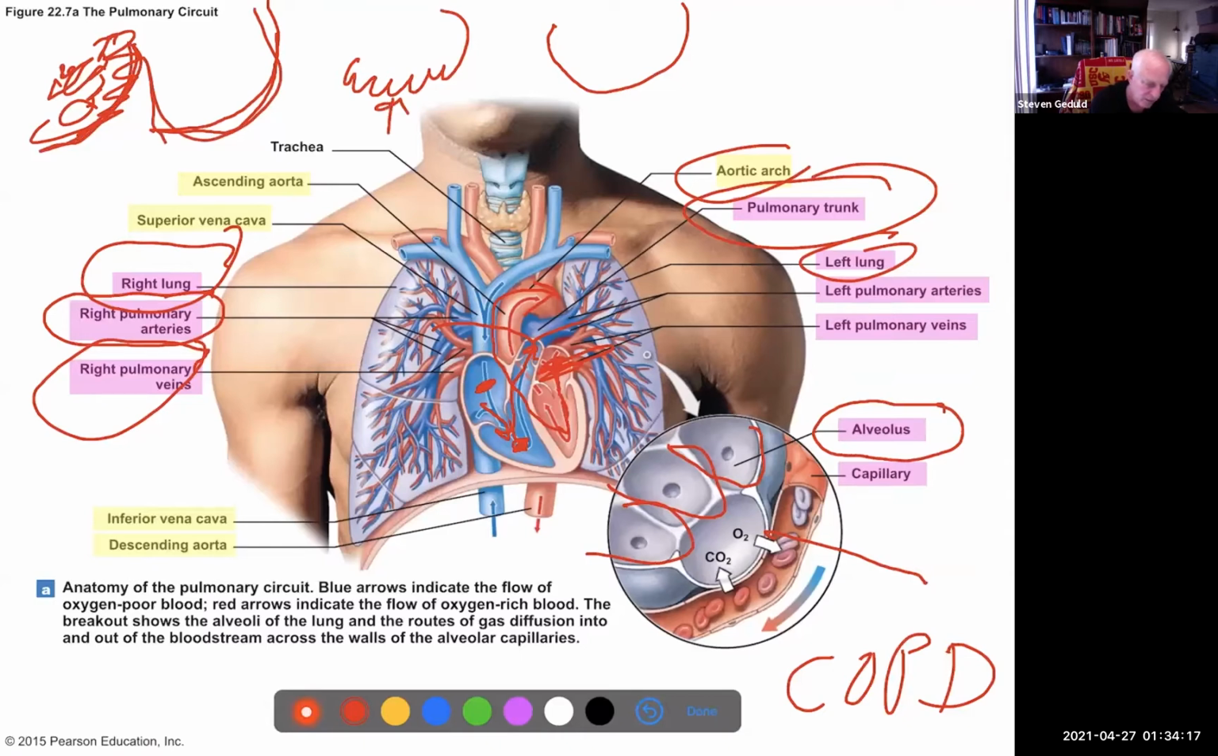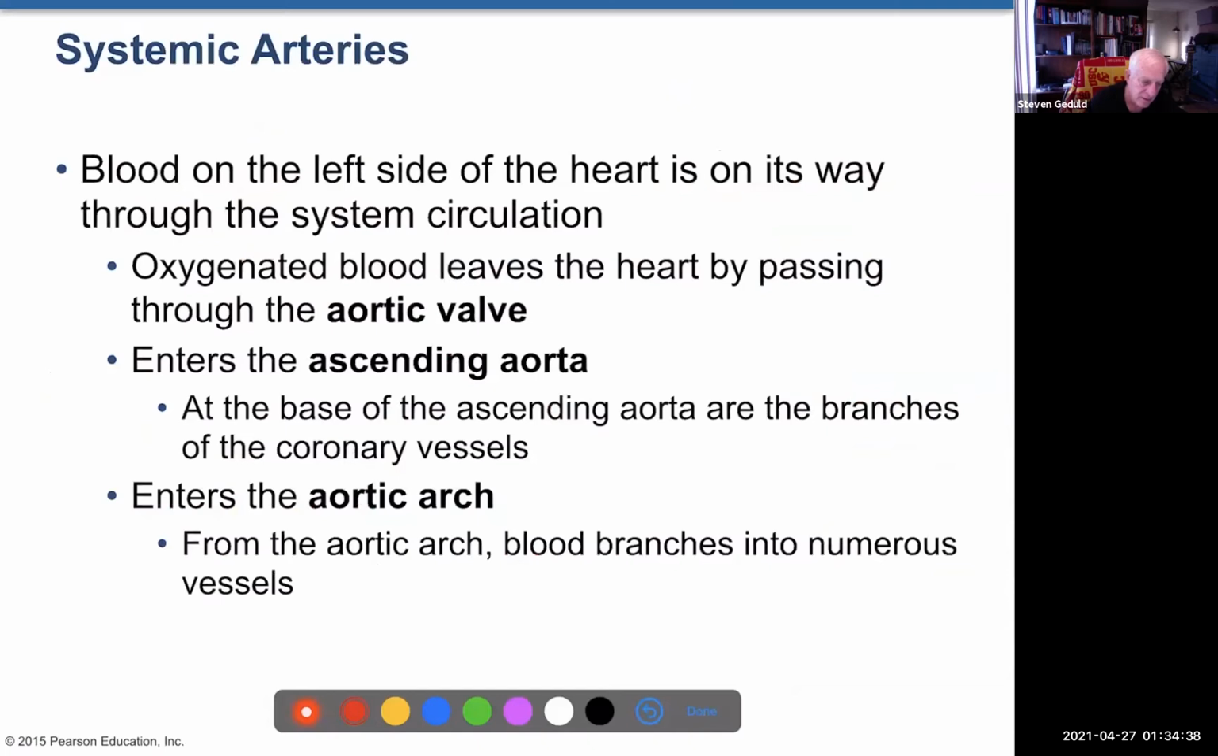Okay, you've also got up here your superior vena cava. The superior vena cava drains blood into the right atrium. The inferior vena cava drains blood into the right atrium. And the descending aorta comes down after the aortic arch and goes to the thoracic aorta into the abdominal aorta. All right, I think we got that picture. The systemic artery.